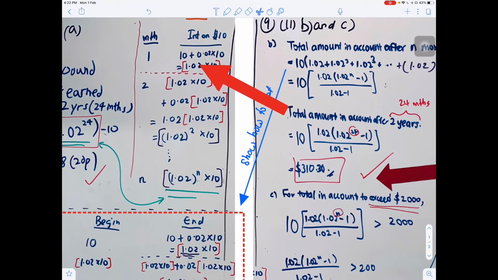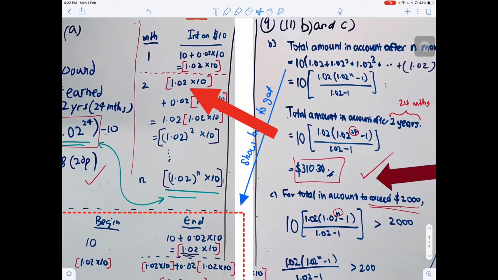Now, the thing about financial AP/GP questions is that when the question says 2%, you must always see something like this number 1.02. If the question says 5% interest, then you should see 1.05. So no matter what, you must try to get this 1.02. So how do I get 1.02? You can factor out the 10, because there is a common factor of 10. When you take out the 10, it will be 1 plus 0.02, so that's where you get 1.02. And this is for month number 1.